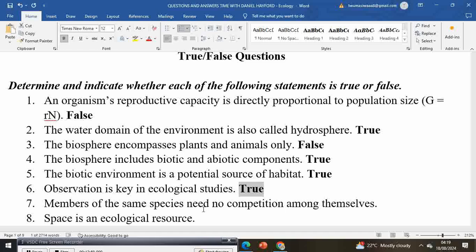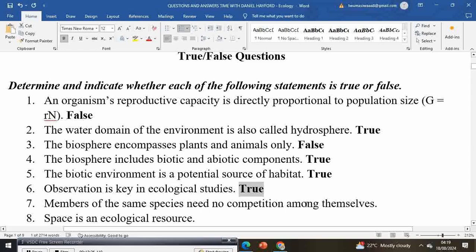When you're using quadrats, for example, for a survey, when you launch your quadrats, you move in to observe and count the various species of, let's say, plants that you will find in the quadrats. So observation is key in ecological studies.